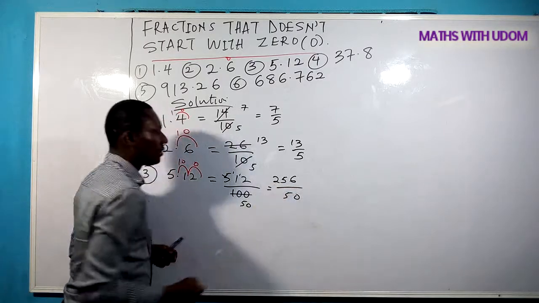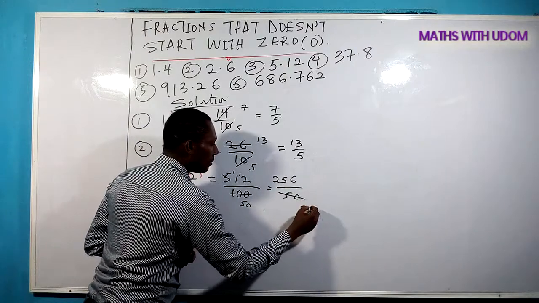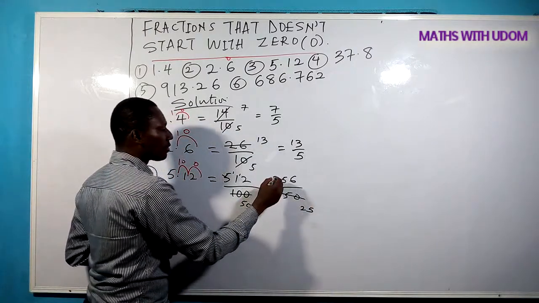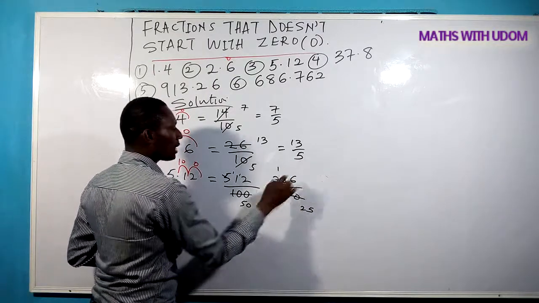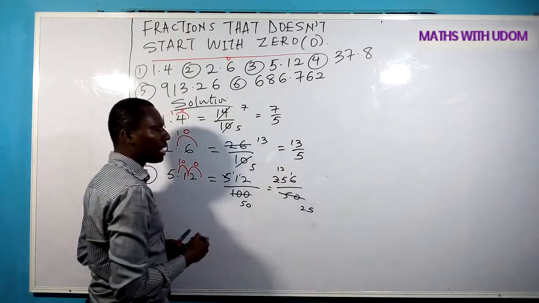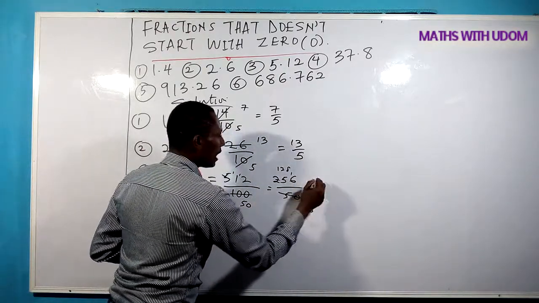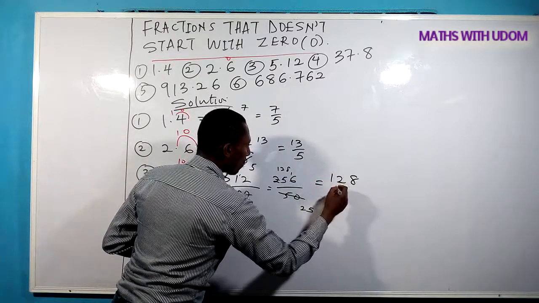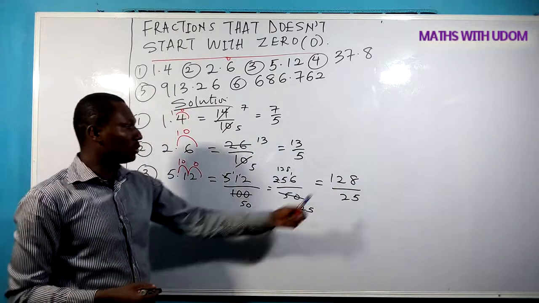2 can also go. How many 2 can go in 50? 25. How many 2 can go in 2? 1. How many 2 can go in 5? 2, remainder 1. How many 2 can go in 6? 8. So we have 128 divided by 25. There's no number that can divide through both of them again, so you stop that way.